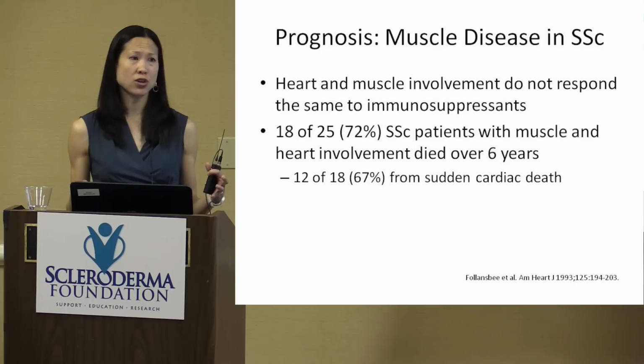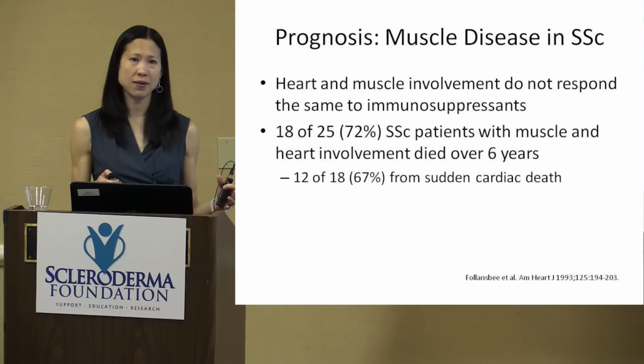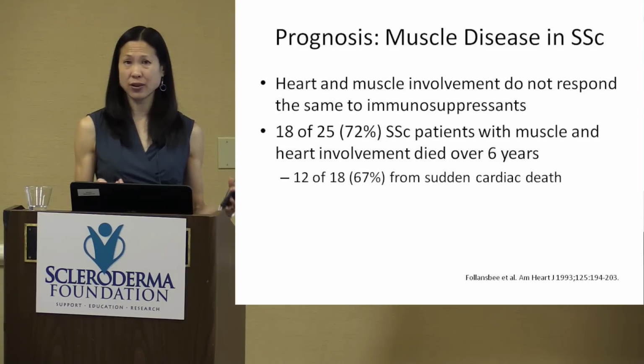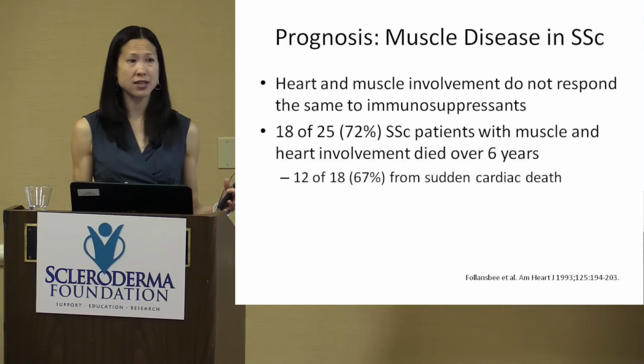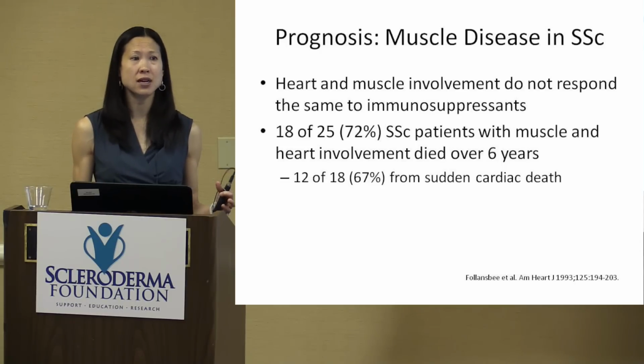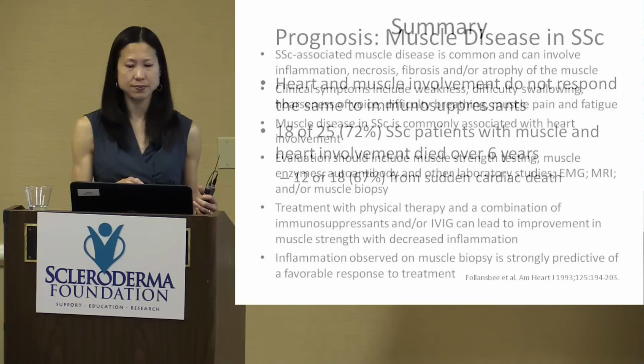So really, if you see a patient has muscle disease, assess for heart involvement, and you really want to try and maximize how strong their heart is. Sudden cardiac death, so arrhythmias, can be a major cause, and so assessing for arrhythmias and getting a pacemaker placed early on while the patient is still strong and doing well could help prevent complications.